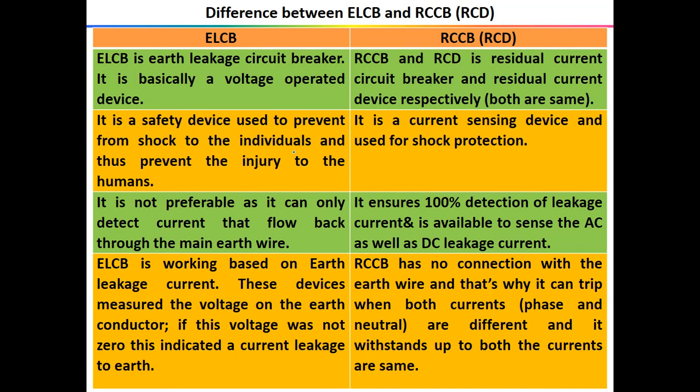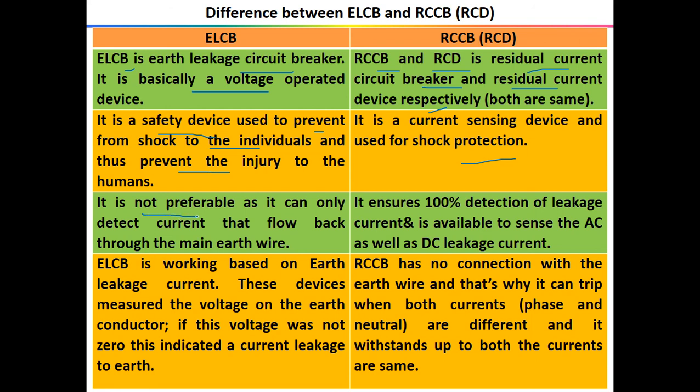Now, what are the basic differences between the ELCB, that is the voltage operated ELCB, and the current operated ELCB, which also stands for RCD? The voltage ELCB, earth leakage circuit breaker, is basically voltage operated, as I already told, and RCCB and RCD are residual current circuit breaker and residual current device respectively. It is a safety device used to prevent shock to individuals and thus prevent injury to humans, and it is a current sensing device used for shock protection.